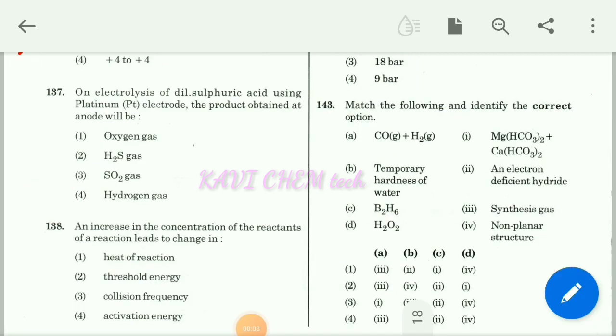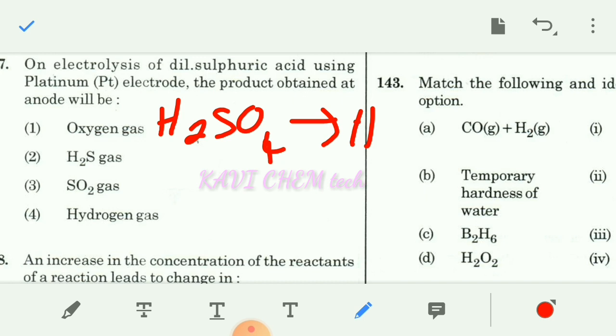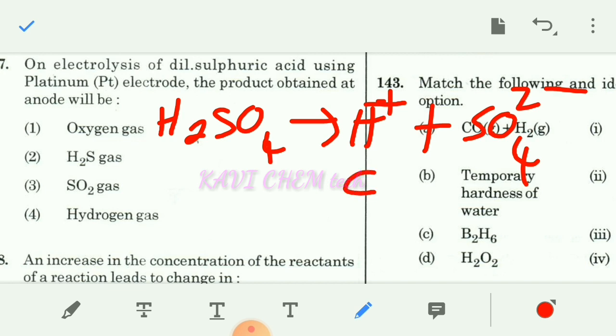Okay, and the second question: on electrolysis of dilute sulfuric acid using the platinum electrode, what product is obtained at the anode? H2SO4 is decomposed to give H+ and SO4 2-. This is a cation, this is an anion. Cation will move towards the cathode and anion will move towards the anode. So we are not studying the cathode, we are studying only the anode. At the anode we have SO4 2-.